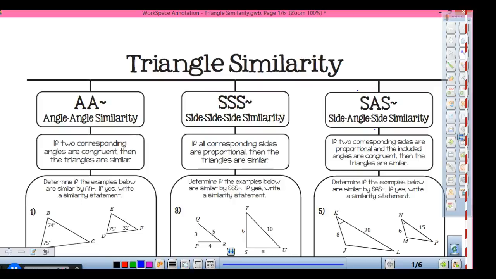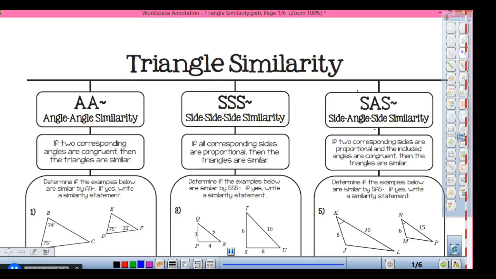Right, we had 5 ways to prove that triangles were congruent, right? We had 3 ways to prove triangle similarity, okay? The nice part is, I'm going to be nice, I'm not going to make you do proofs, okay? But we are going to talk about how to prove that these are similar. So, we have angle-angle similarity, okay? 2 angles have to be congruent in order for the triangles to be similar.